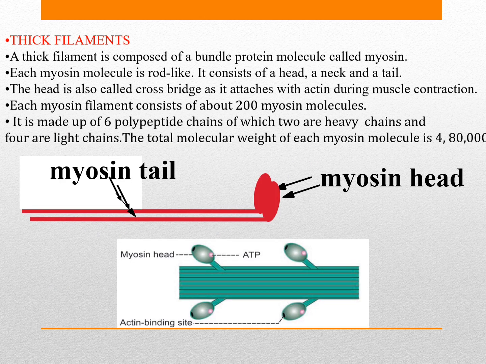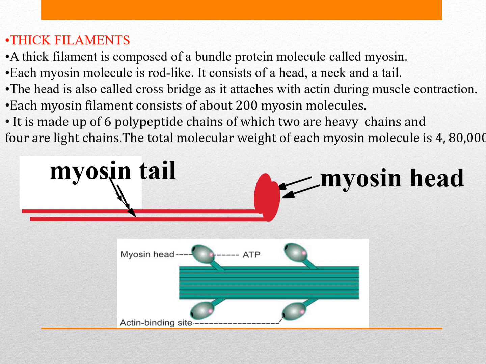This is the myosin filament or thick filament. A thick filament is composed of a bundle of protein molecules called myosin. A myosin molecule is rod-like. It consists of a head, a neck and a tail. The head is also called cross bridge as it attaches with actin during muscle contraction. Each myosin filament consists of about 200 myosin molecules. Each myosin molecule is made up of 6 polypeptide chains, of which 2 are heavy chains and 4 are light chains.